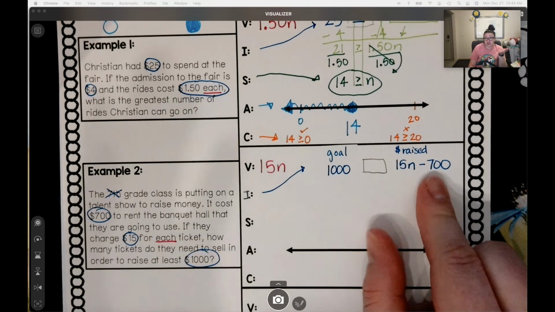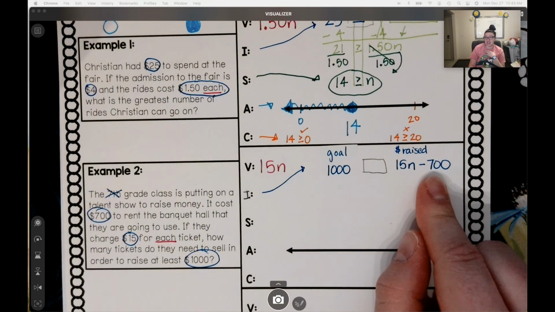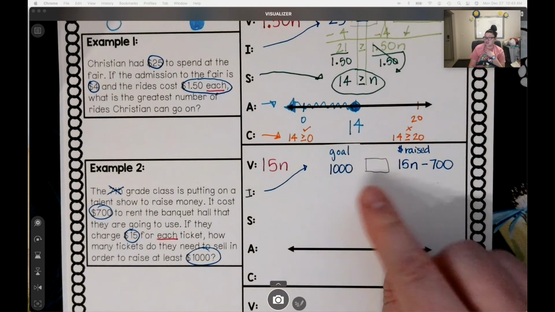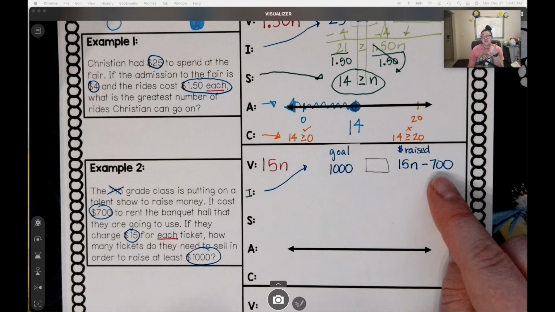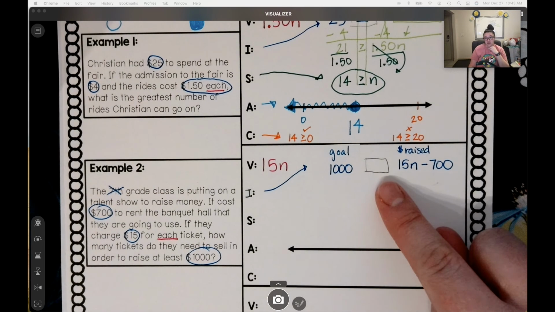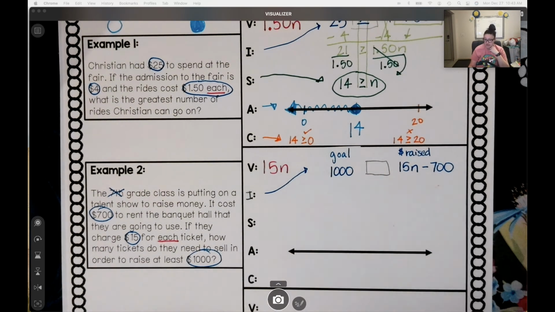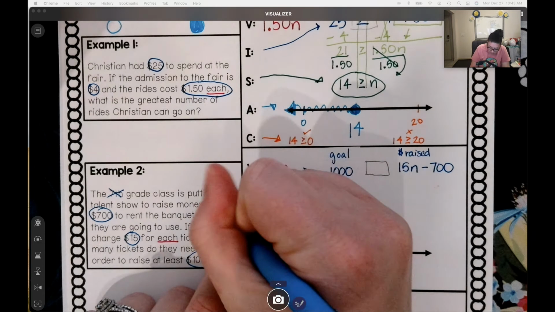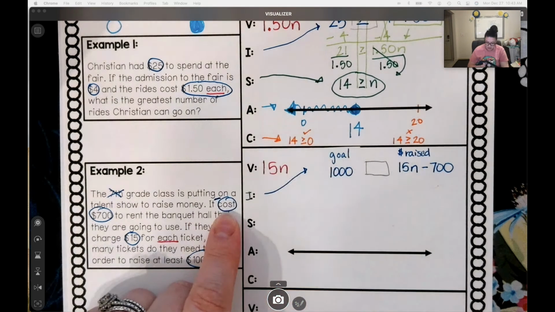If they only made $300, they would still be in the negatives. They'd be negative $400. They wouldn't be toward their goal. So they have to pay for the rental plus some extra money to meet their goal. That's why that subtraction sign is in there. That word cost means it's a negative $700.